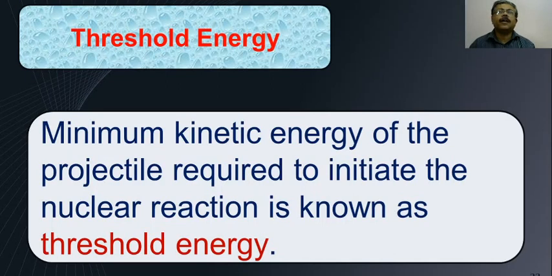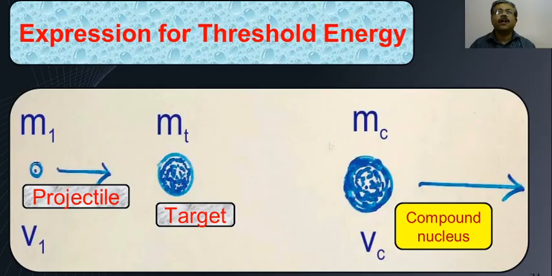Now, let us see an interesting aspect of the endoergic reaction, where we have threshold energy. What is this threshold energy? It is the minimum kinetic energy of the projectile required to initiate the nuclear reaction. Supposing we have an endoergic reaction wherein we need to provide energy to the target nucleus so as to see that the conversion in this reaction is taking place. So this initiation is essential, and because of that the projectile has to have a minimum energy.